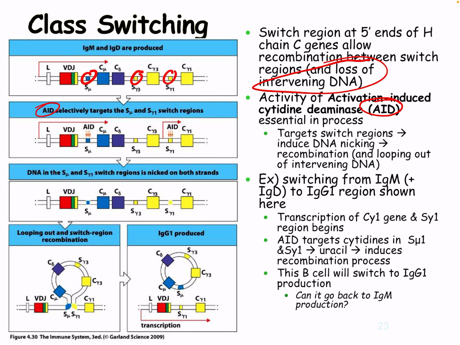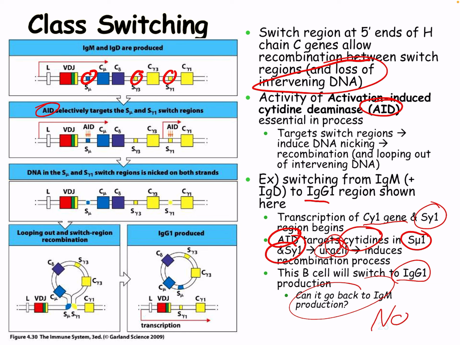So for example, we have switching from IgM and IgD to the IgG1 region shown here. So this is what's seen in this process. We have transcription of the C gamma gene, and the switch gamma 1 region begins. AID then targets the cytidines in the S mu and S gamma 1. This changes them to uracil and induces the recombination process. This results in recombination, and this B cell will switch to IgG1. And can it switch back? We said no, it's not reversible.